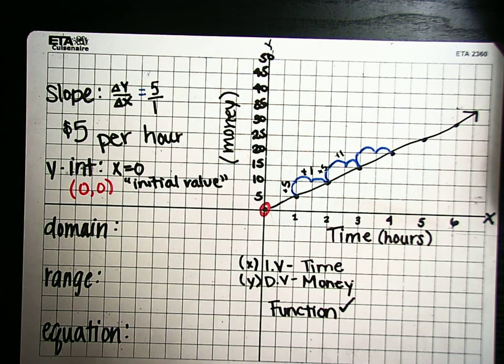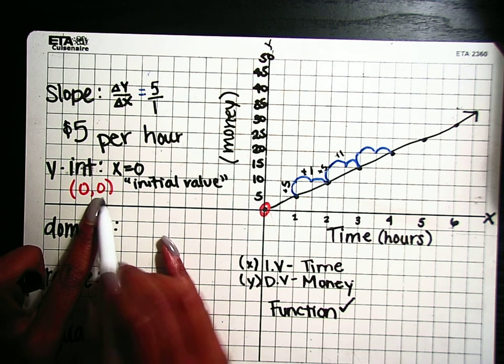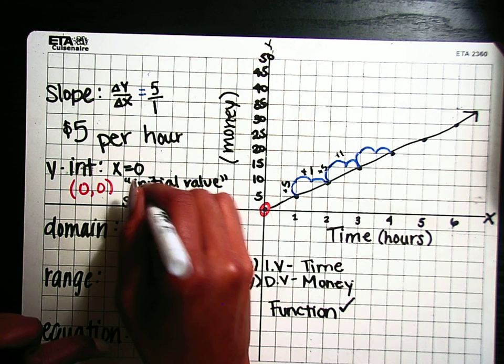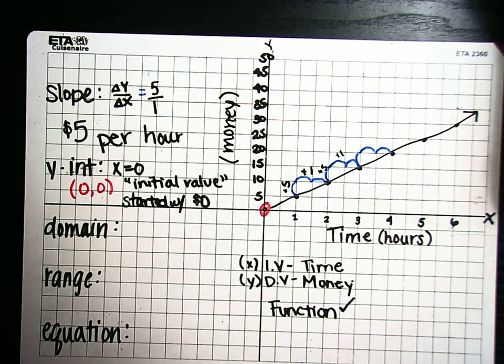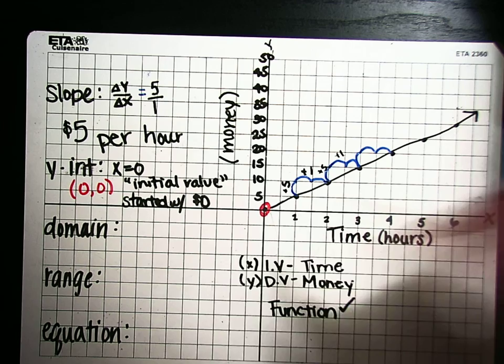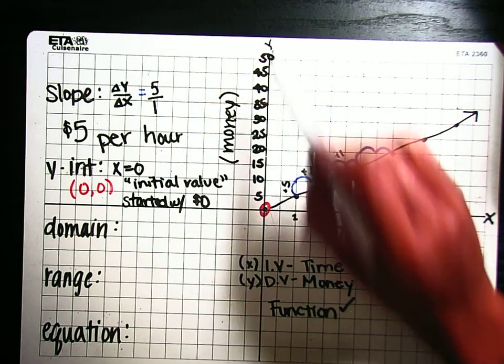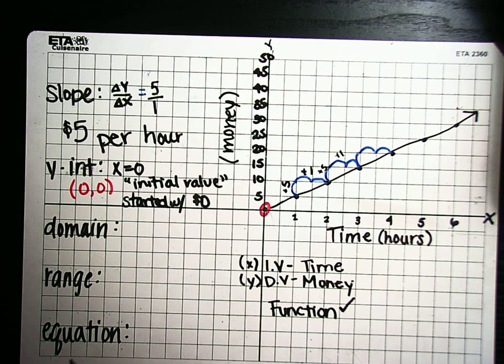So here, if my y-intercept is at 0, that means I'm starting off with $0. So I started with $0. That's what that is telling me. Now let's say I started with $5, then I would start up here. Or let's say I started with $50, I would start up here. But since I'm starting here at the origin, I know that I'm starting with $0.